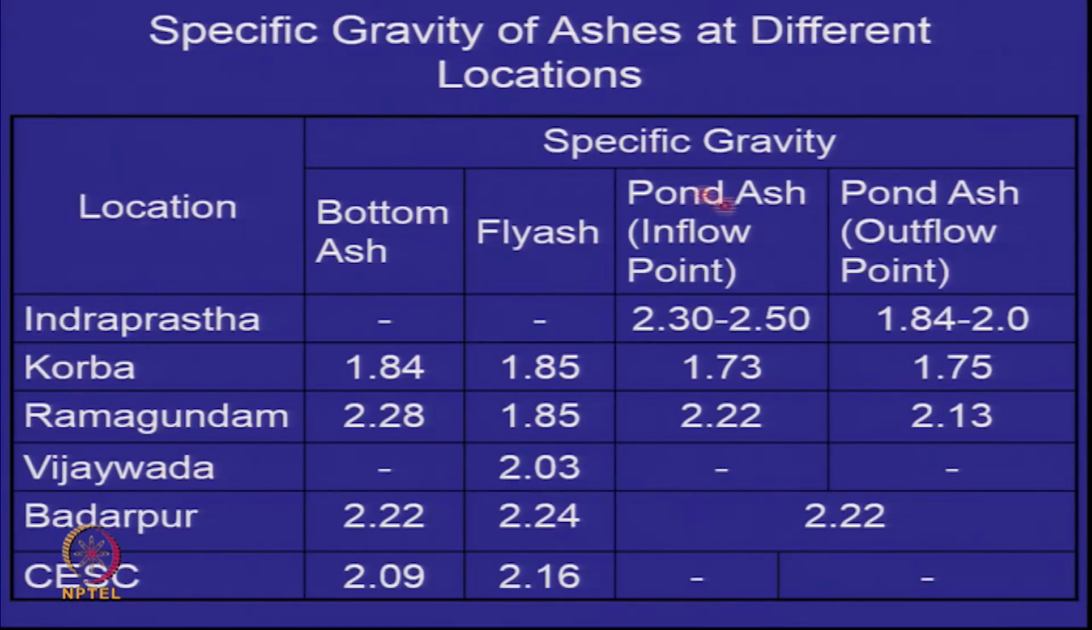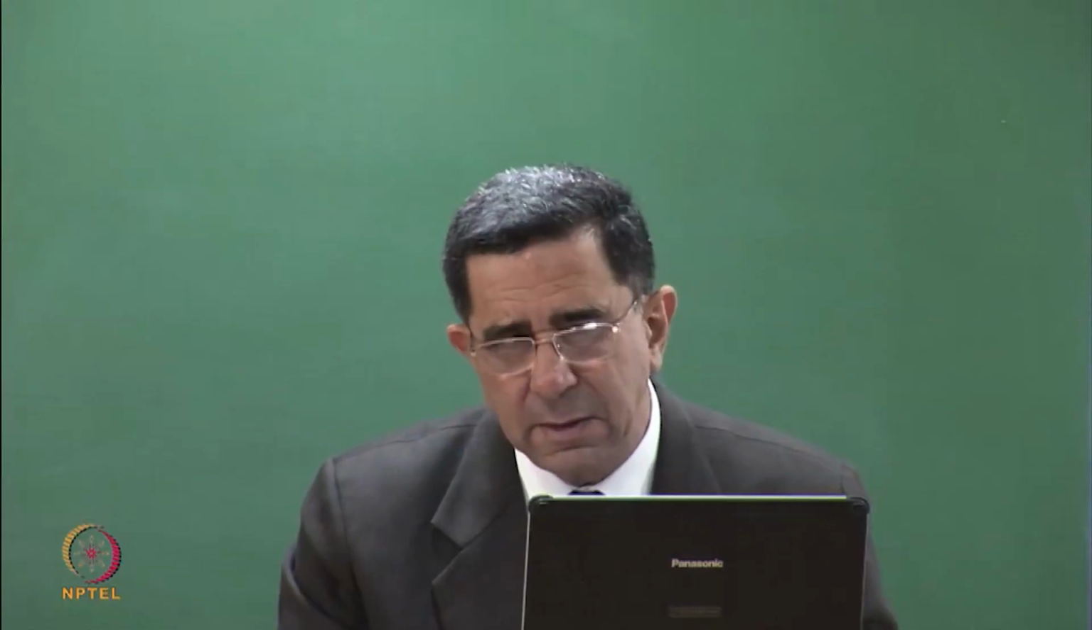But these are some results of the specific gravity of ashes from different thermal power stations. Bottom ash, fly ash, pond ash, inflow, outflow. So see, the highest value is about 2.2. Here, ignore this 2.3. So the highest is about 2.2 and the lowest is 1.7. So the specific gravity of ash varies from 1.7 to 2.2 typically.